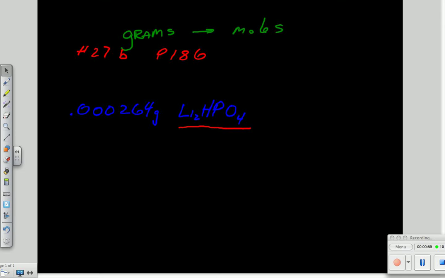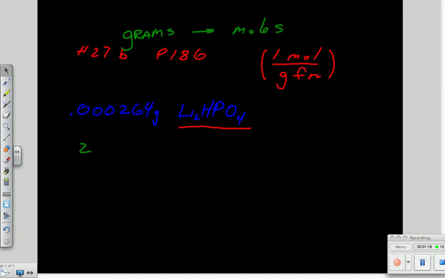So the first thing I got to do is figure out, since I'm going from grams to moles, my conversion is going to look like this. It's going to say, okay, for every 1 mole, what is the gram formula mass? Well, the first thing I got to do is figure out this gram formula mass.